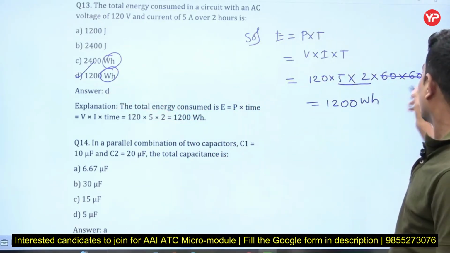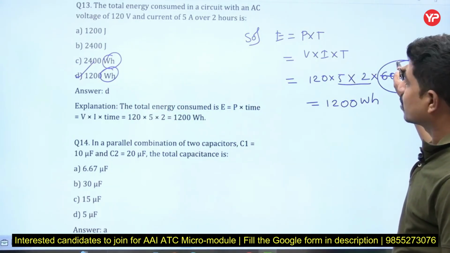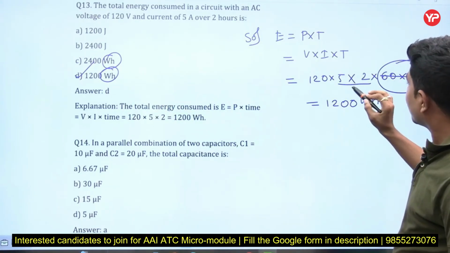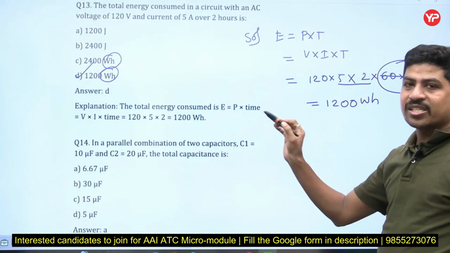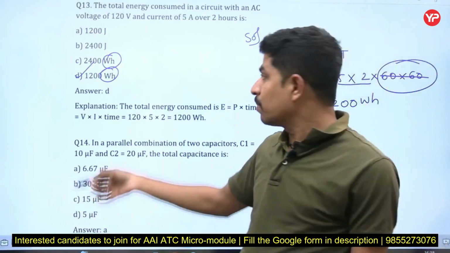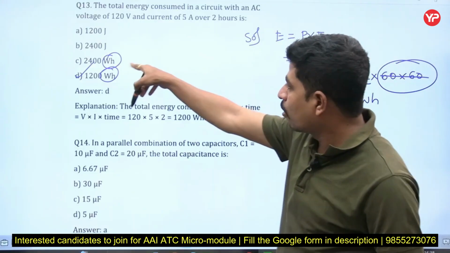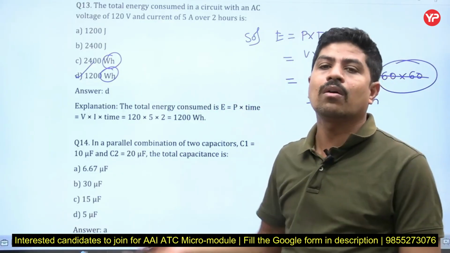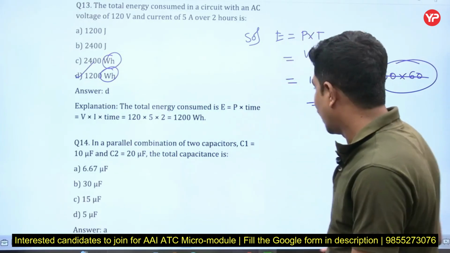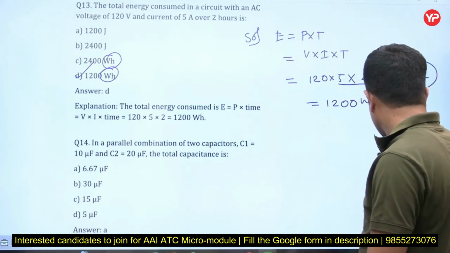I am not taking 60 into 60 because 60 into 60 is 3600 into 10, 36,000 into 120, 3,60,000 into 12. It will be a big number. That much big number is not there in the options. And in the options, watt hour is mentioned, therefore don't write in terms of joules. You just check for watt hours. Yes, that is satisfied. How much is it? 1200. Right? Next question, please.